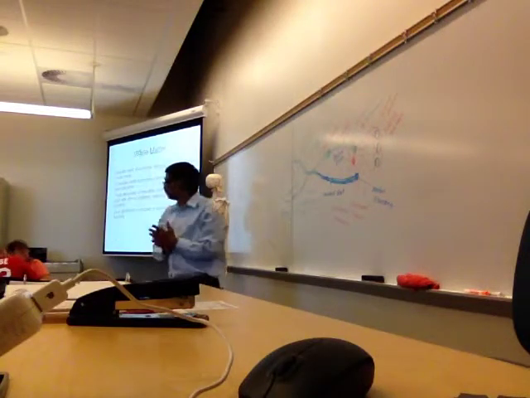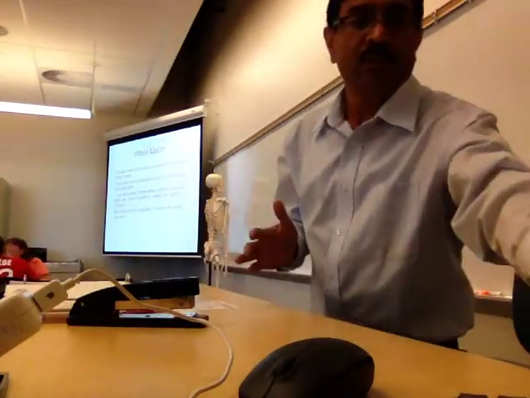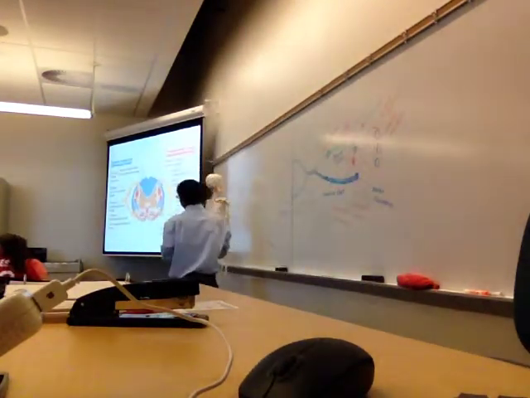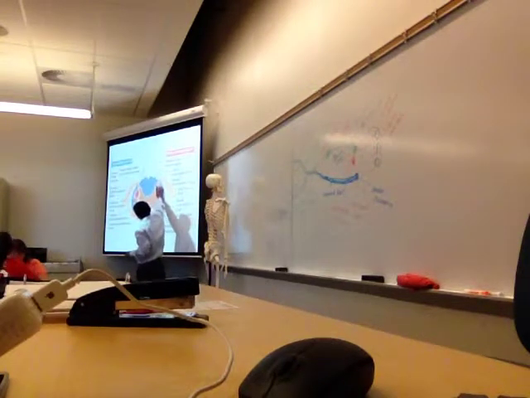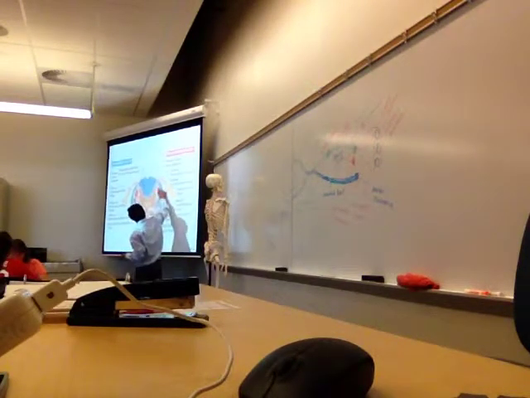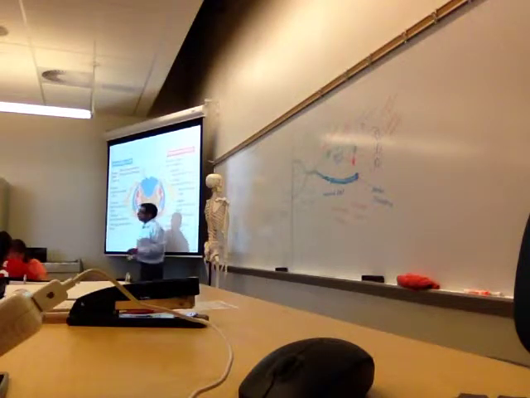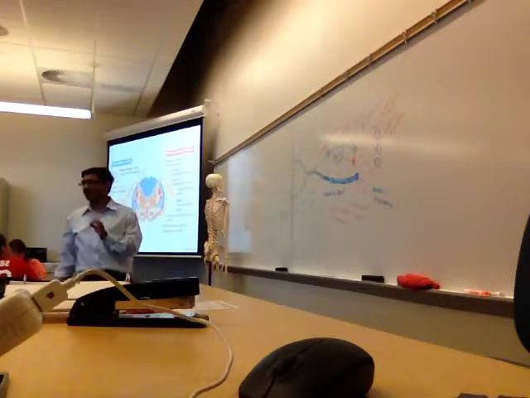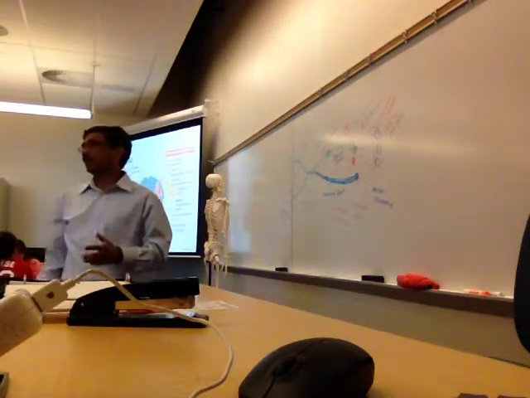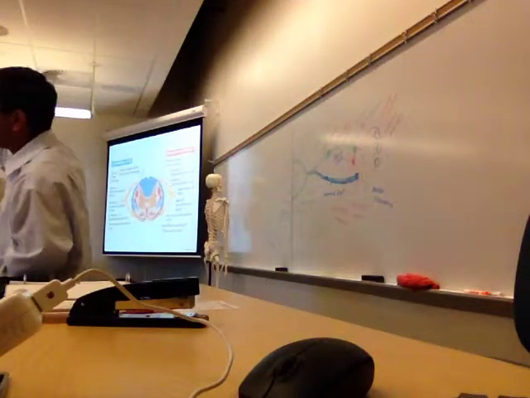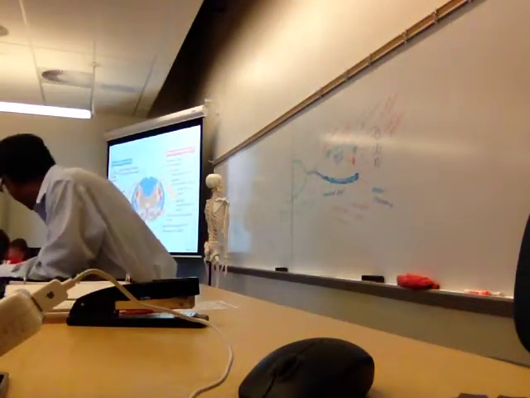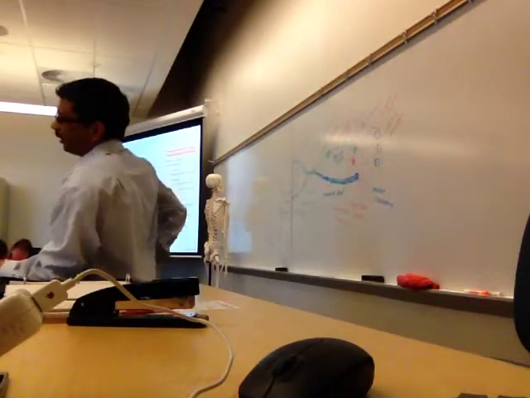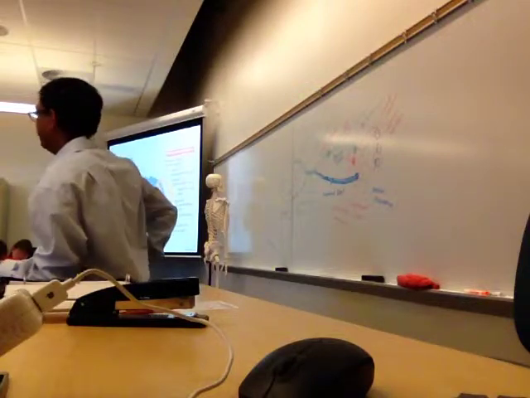Okay. Now, you see here, all tracts are located in the white matter. This is the white matter, the outer part, and all these are tracts. Some tracts have been colored red, some tracts have been colored blue, because some tracts are ascending tracts, some tracts are descending tracts. So they have colored the ascending tracts blue and the descending tracts red.